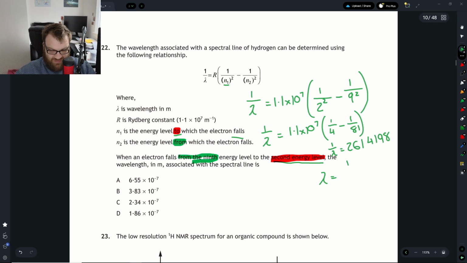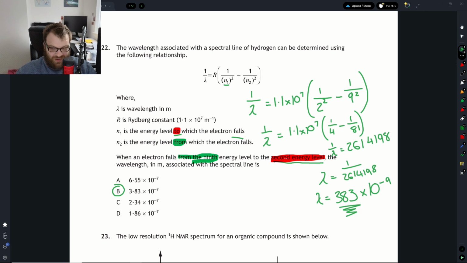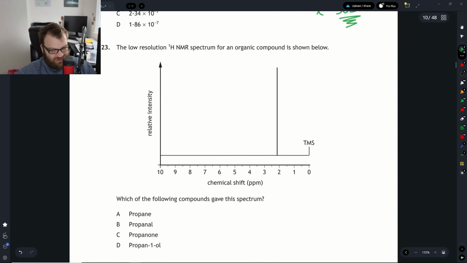We'll rearrange this to give us 1 over that answer that we've got. That will give us our final answer of... Now, in my calculator, this will kick out 383 times 10 to the minus 9. The numbers all match up with B if we just move along our decimal point, and that will change our power, and that will give us 3.83, I should say, times 10 to the minus 7.